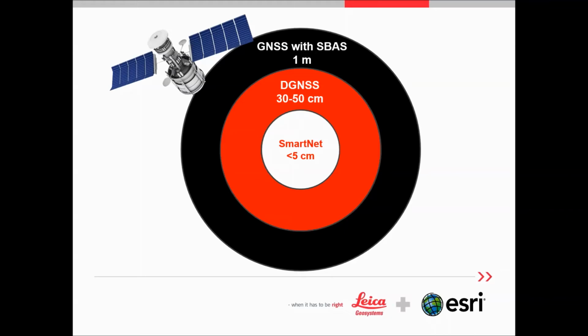In order to get down to accuracies of less than 30 centimeters, we need to use two frequencies on the antenna and also Leica's SmartNet system. Again, this system is augmenting the GNSS signals via a mobile data connection, and the process is referred to as networked RTK, or real-time kinematic.